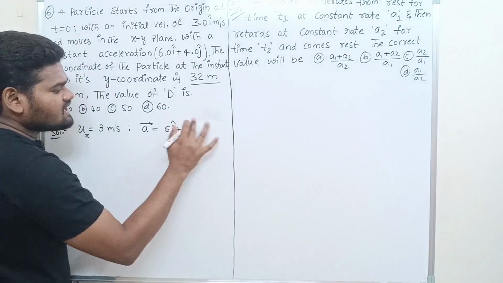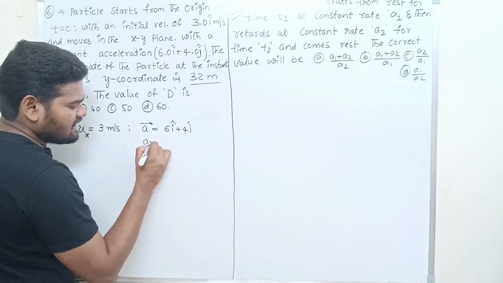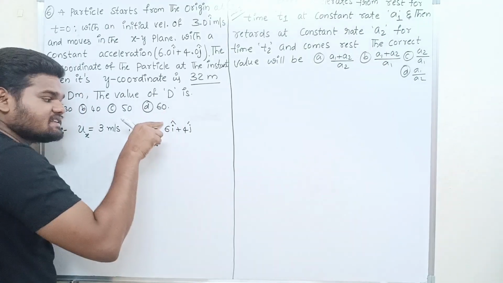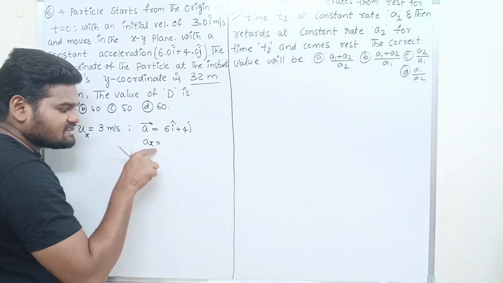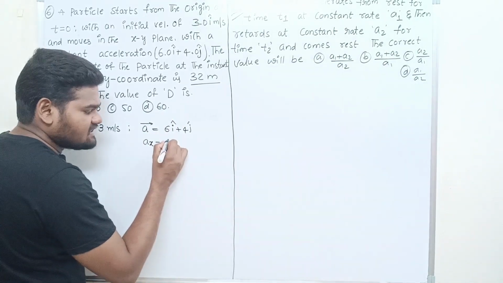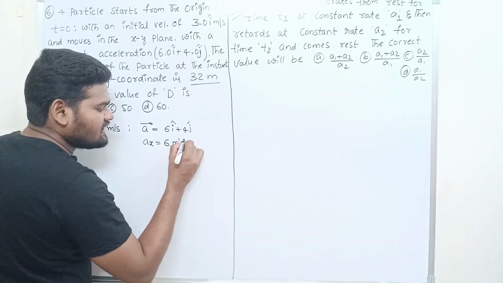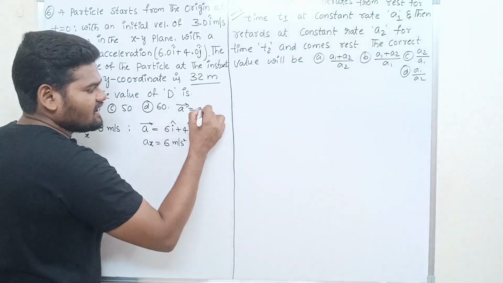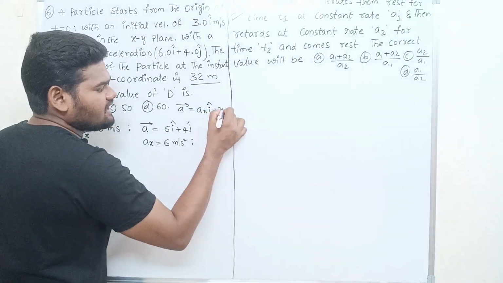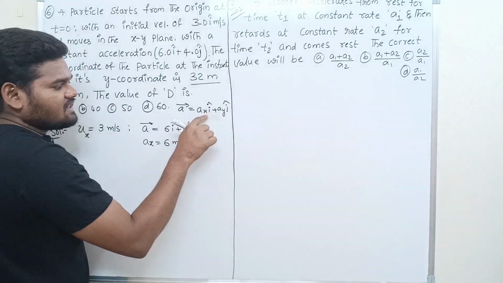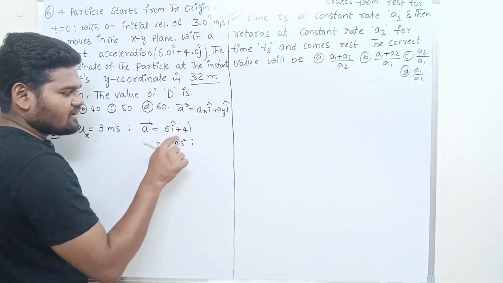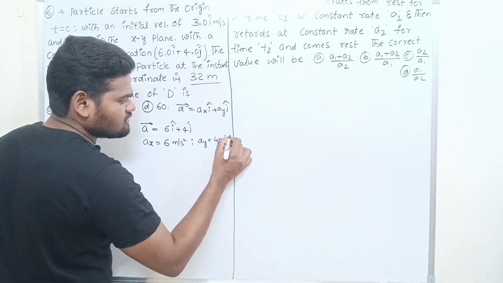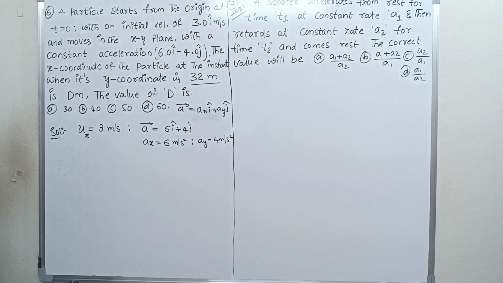So from this, I'm just writing the acceleration of the particle along x direction. How much? i cap is the unit vector along x direction. Therefore, the acceleration of the particle along x direction is equal to how much? 6 meter per second square. Are you getting? So what is the acceleration in the form of vector? ax i cap plus ay j cap. We can write like this. In the place of ax, we have 6. In the place of ay, we have 4 meter per second square. So acceleration we also got.